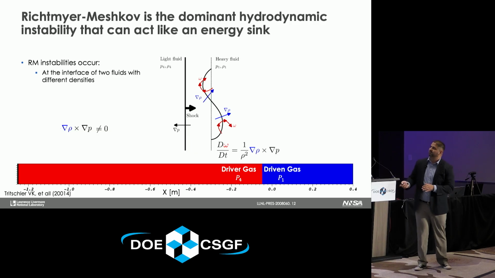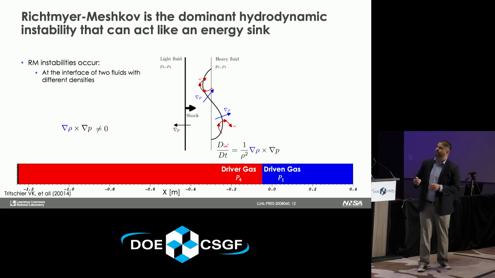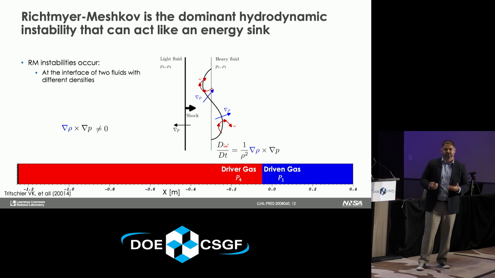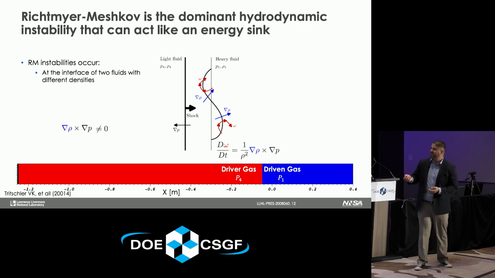So the first problem that I implemented into this code is called the Richtmyer-Meshkov instability. It's a fundamental hydrodynamic instability that exists in nature and engineering, and it's of primary concern actually in inertial confinement fusion. So the way this instability works, it's kind of similar to the video I just showed you actually.